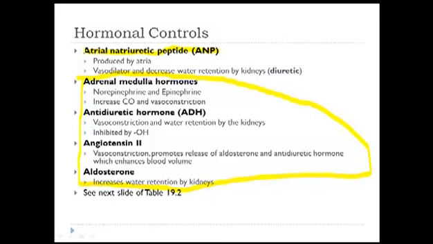ANP. It is produced by the atria, and it will be a diuretic and a vasodilator. So it's going to make you pee, which means you're going to lose fluid, which means that you're going to have less blood volume. And it will cause vasodilation, so it will be taking pressure off of the blood, so we decrease blood pressure. Okay, adrenal medulla hormones. Okay, these are going to be our sympathetic type hormones, so we'll have our norepinephrine and epinephrine. And those guys are going to be increasing your heart rate and causing vasoconstriction.